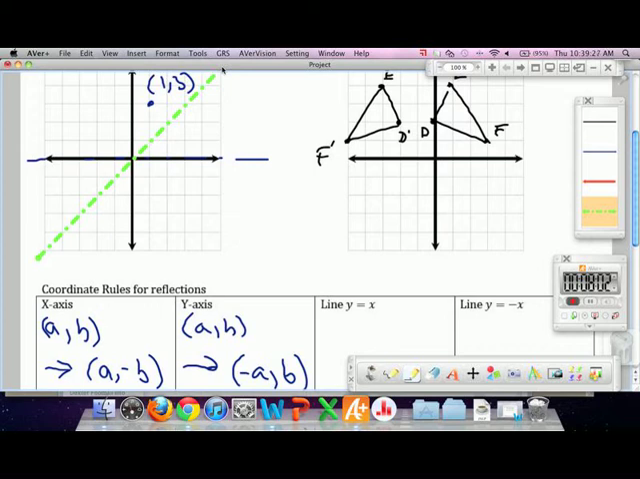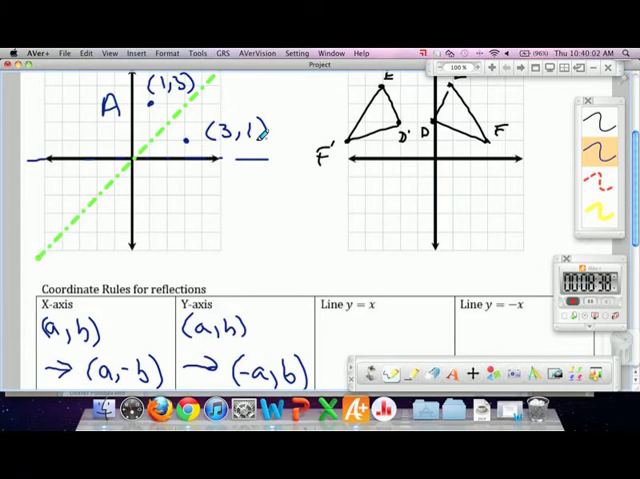If I chose this as my reflection line, what should the image of this point be? Where should A prime be then? Visually, where do we think? If we're flipping over this line, where does it look like it's going to end up? Looks like it should be right here, which is at 3, 1.